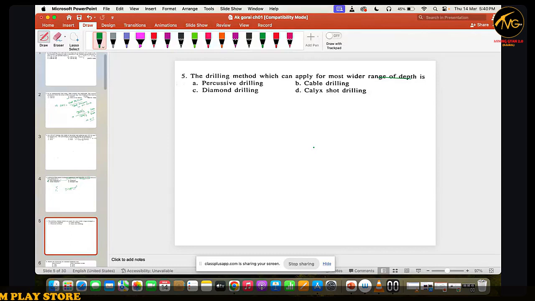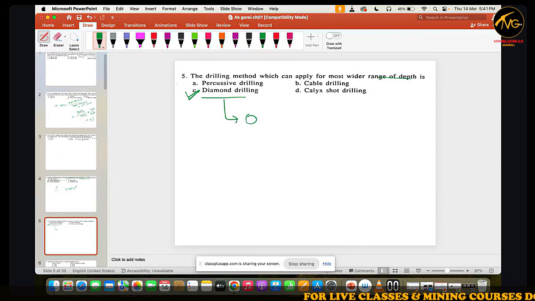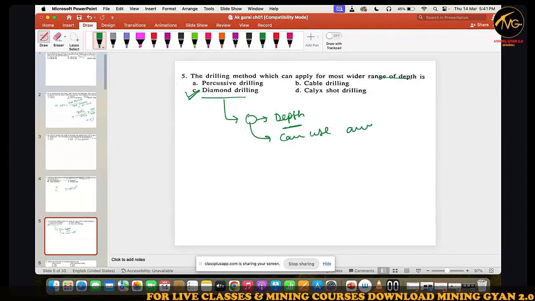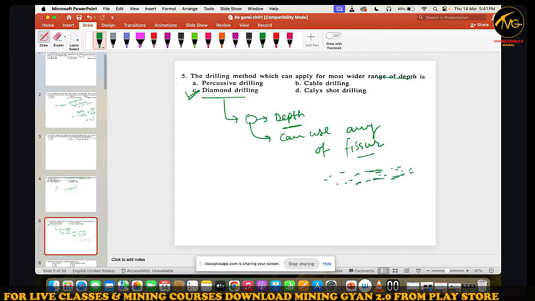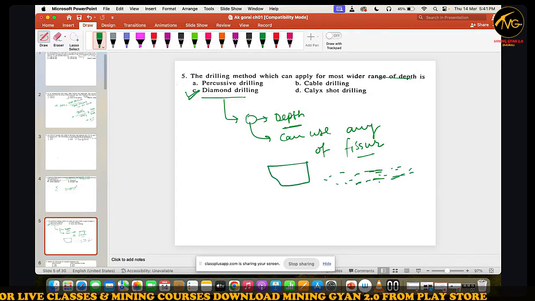Please comment, hurry up. Okay, Shankar has already given the answer. The answer is diamond drilling. Diamond drilling has the highest economic depth and can be used in any type of strata except fissure. Fissure means it's not intact rock, it is in fissure form.